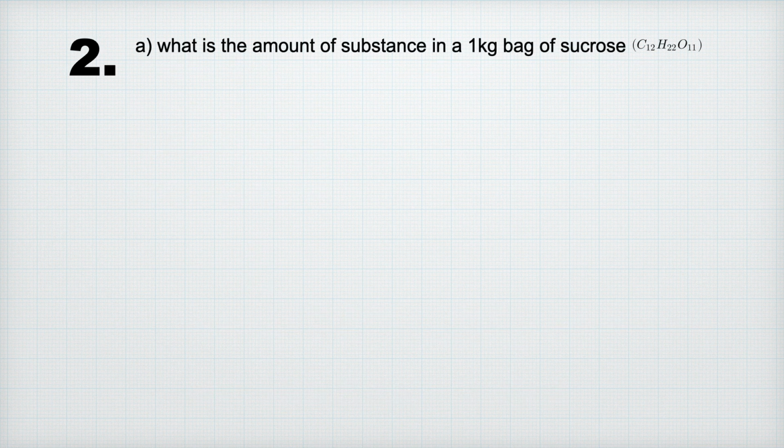Let's look at a different example. So question A is, what is the amount of substance in a 1 kilogram bag of sucrose? So we know that the mass of the sucrose is 1 kilogram, which is 1,000 grams. To calculate the amount of substance, we can use this formula. And to do that, we need to determine the molar mass of sucrose.